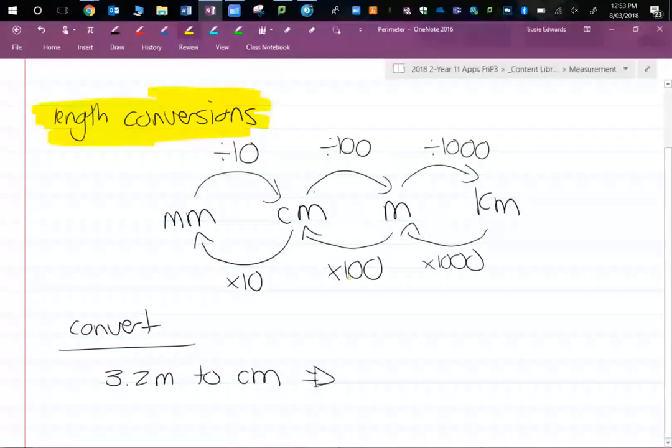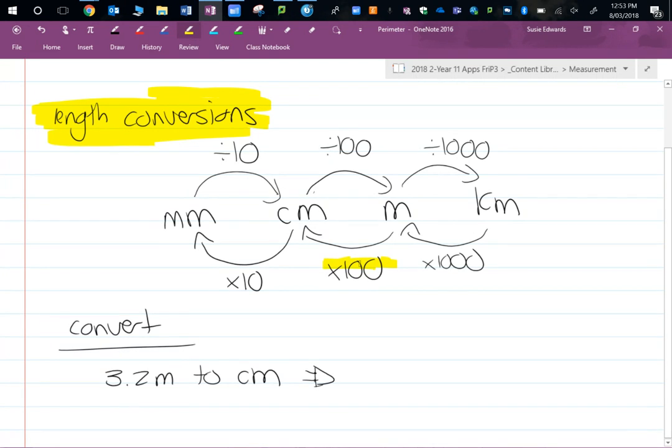Good. If I go from meters to centimeters, we're saying times by 100. Now, if we're timesing by 100, we're moving the decimal place in which direction? How do we make this number bigger? We move the decimal place which way? To the right, okay? So we move the decimal place how many places?